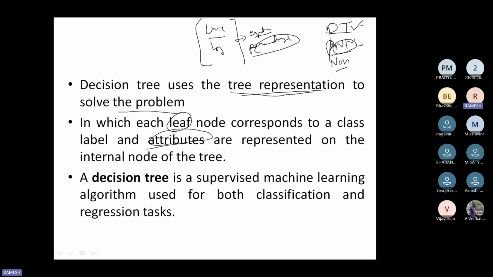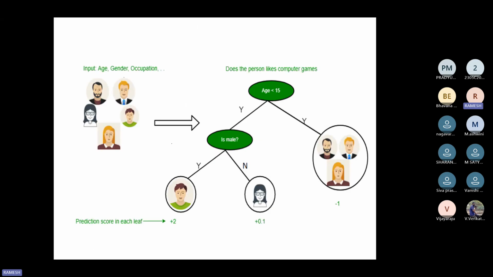The intention is to convert the given data into a tree format. But in a tree, which node will be the root node? Which attribute will be the intermediate node? Which attribute values will be the leaf nodes? That is the main intention of this. For example, look here: who likes computer games?